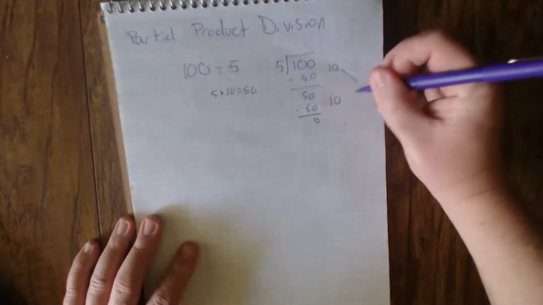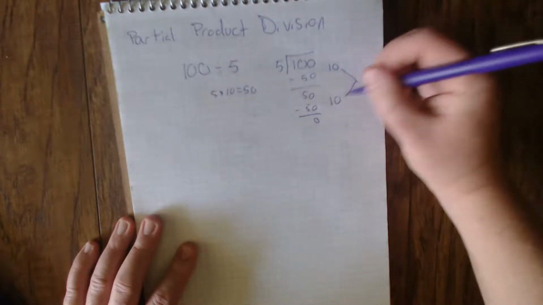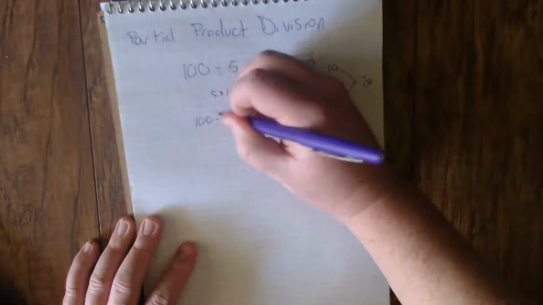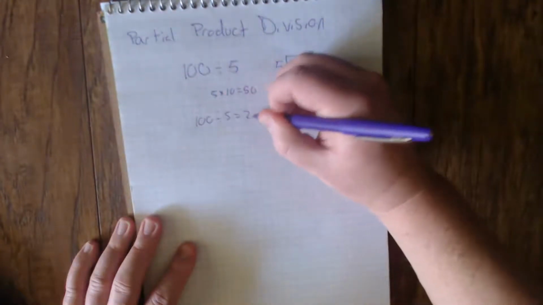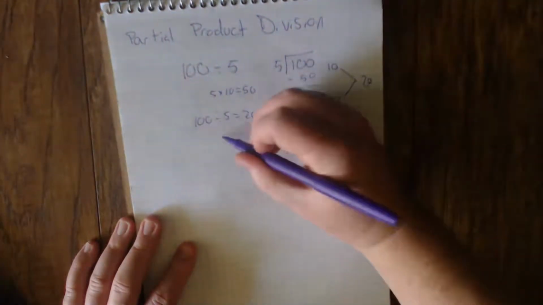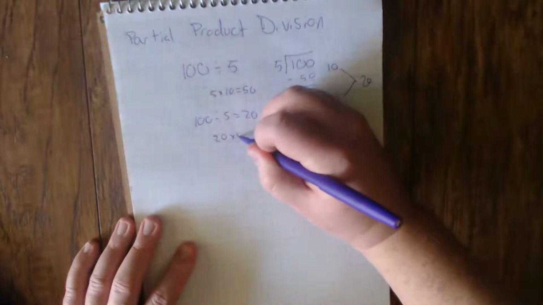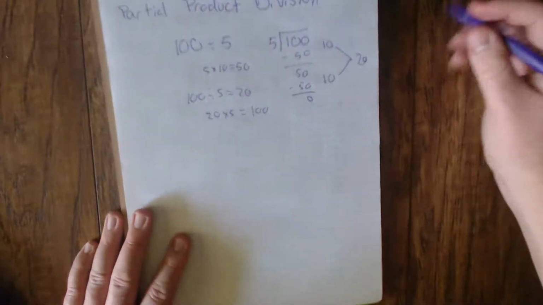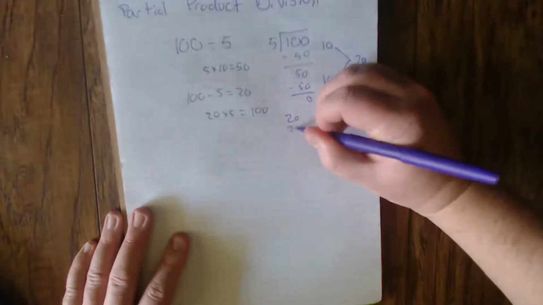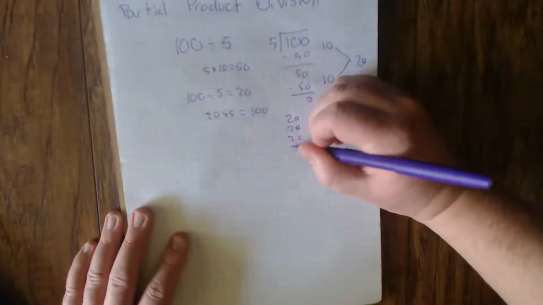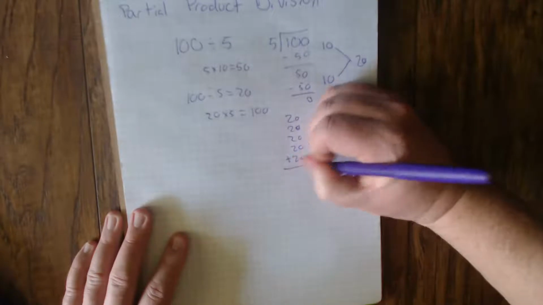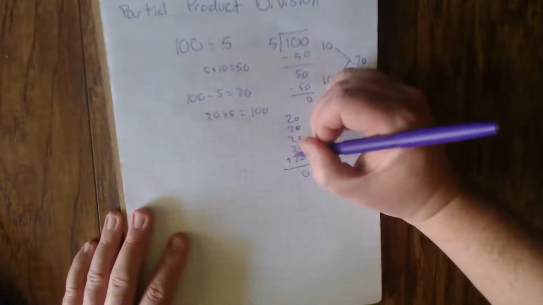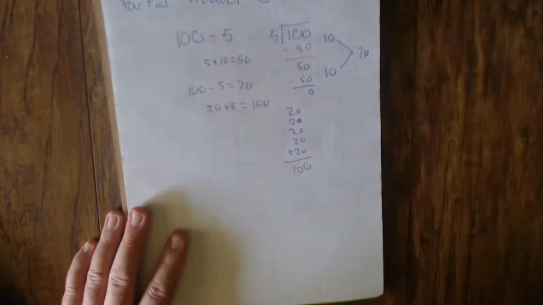Then what we do is we add these together. 10 plus 10 is 20, and if we do the math, we have 100 divided by 5 is equal to 20. Let's double check. 20 times 5 equals 100. We can even double check it with repeated addition. So 20, 20, 20, 20, and 20. Add all those together. Zeros across the board are 0, 2, 4, 6, 8, 10, and you get 100.